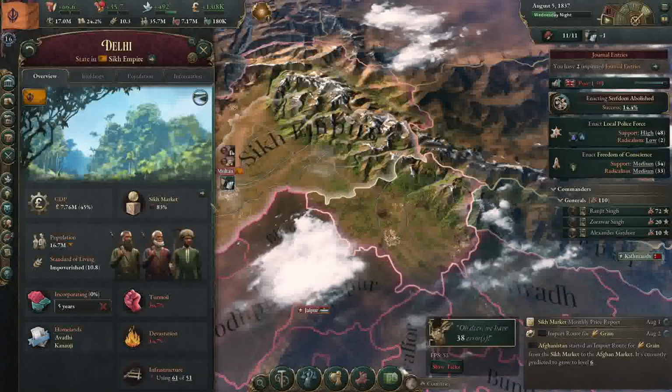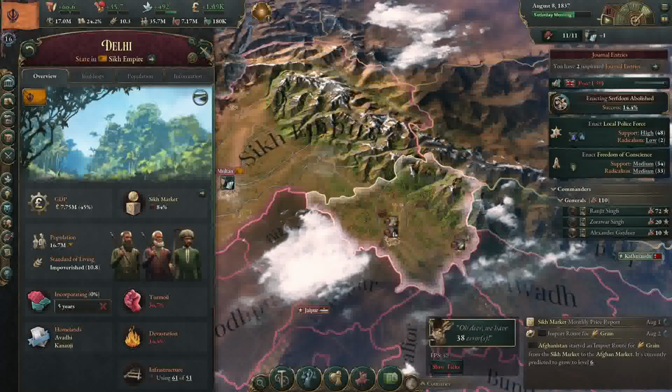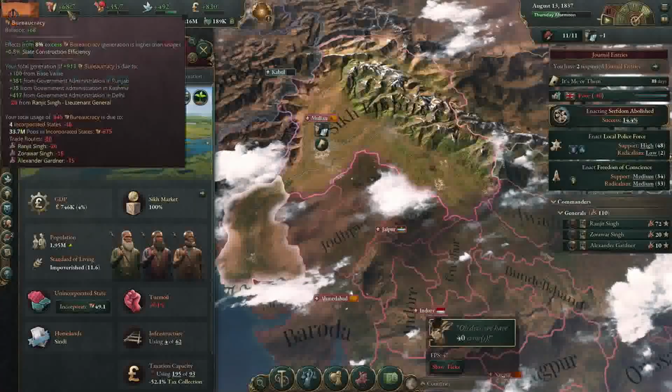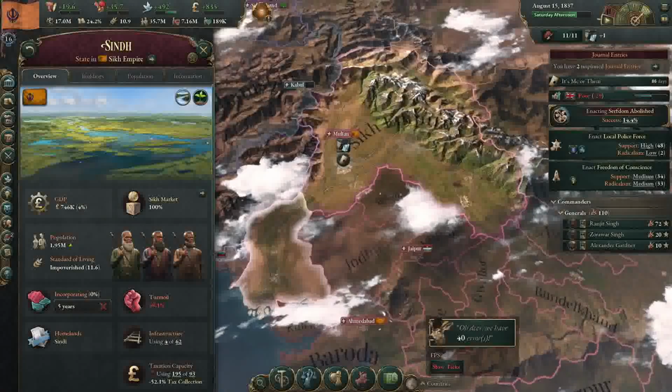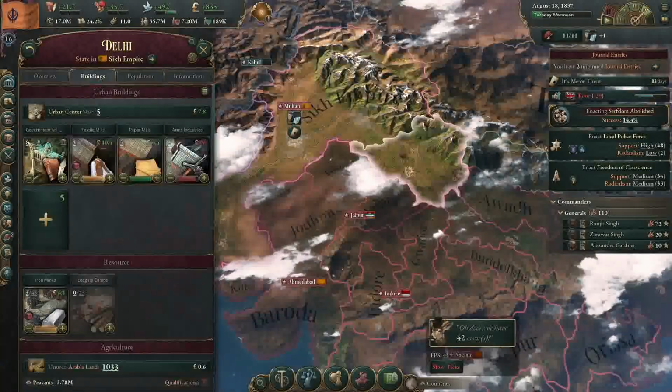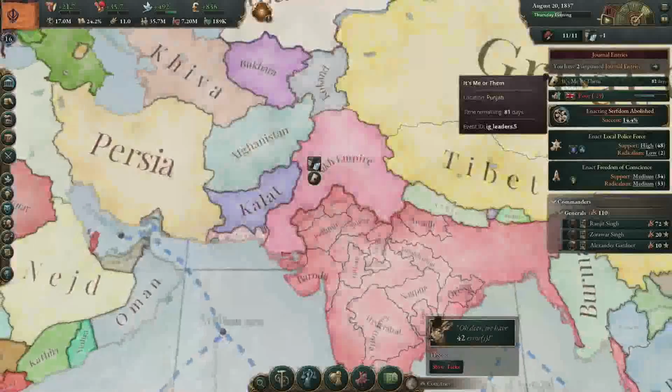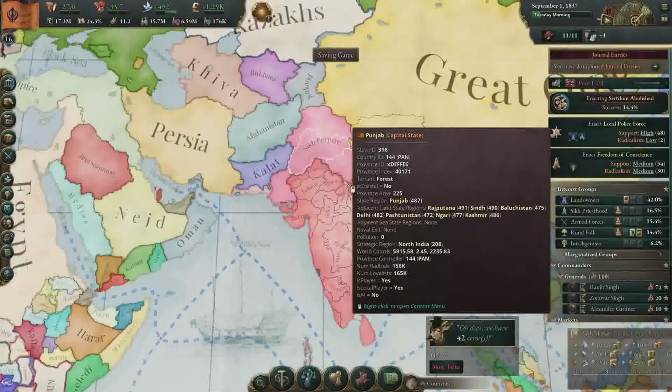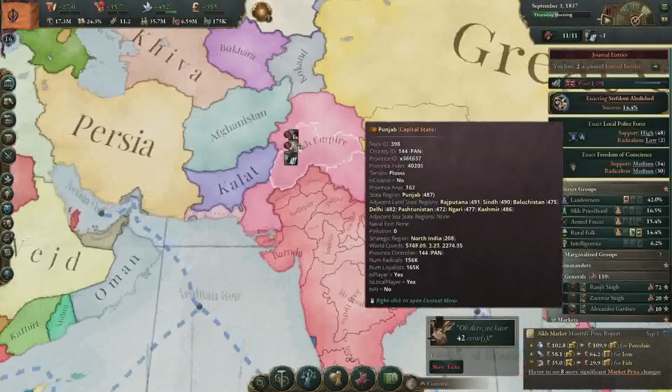It's only going to take 5 years, but it's going to give us a massive increase in the value of this province. And now, because we took Delhi, we actually have enough bureaucracy that we can incorporate Sind as well. Don't forget, Delhi comes with 8 government administration buildings. It's a big deal.